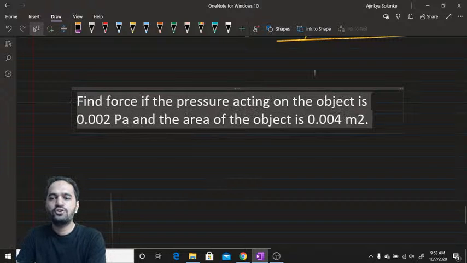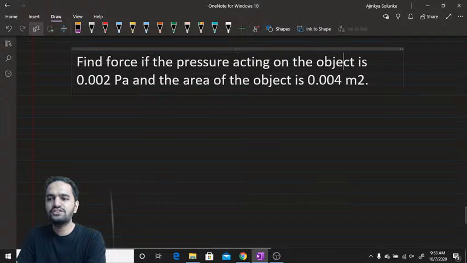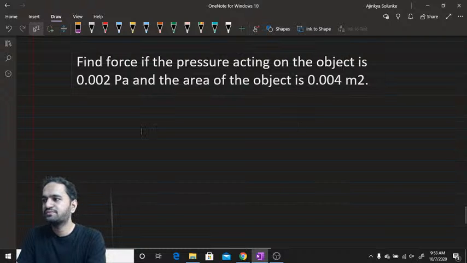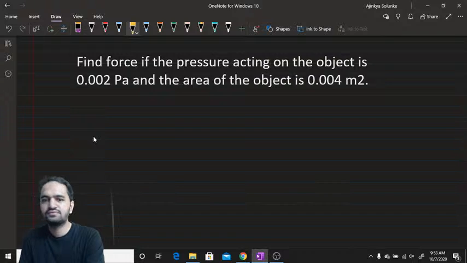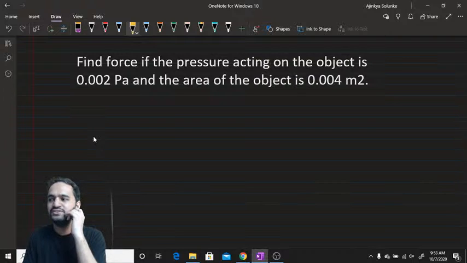Calculate in your notebook and give me the answer in the chat box. Once you are done, write the answer in the chat box. Okay, some students are writing down 0.00008, some students are writing down 0.5 Newton, some students are writing down 0.002 Newton. Okay, okay. Should I solve it?